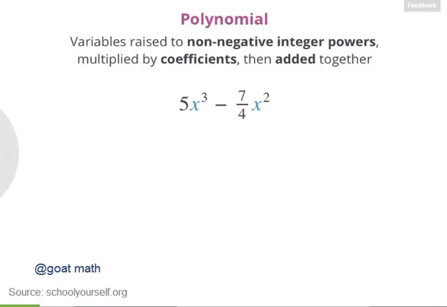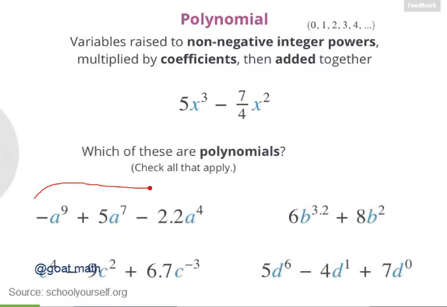A polynomial is an expression where the variables, like the x here, are raised to non-negative integer powers. So that means the exponents for the variables can be 0, 1, 2, 3, 4, and so on. They're whole numbers, like the 2 and the 3 here, and they're not negative. And these powers are multiplied by coefficients, like 5 or negative 7/4, and then added together.